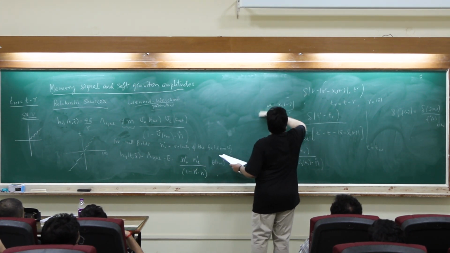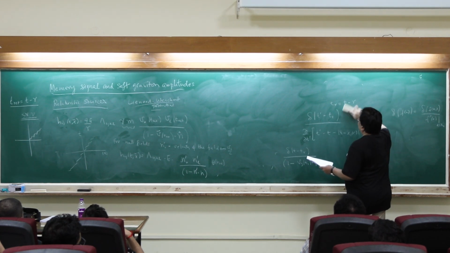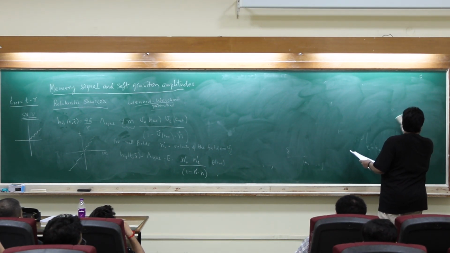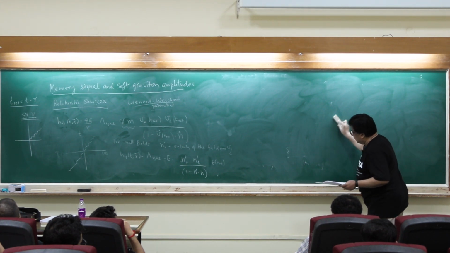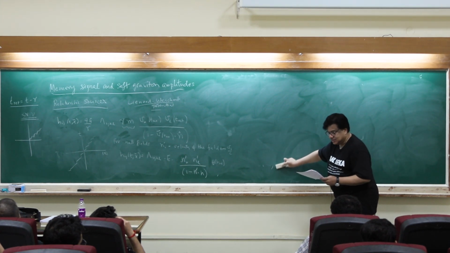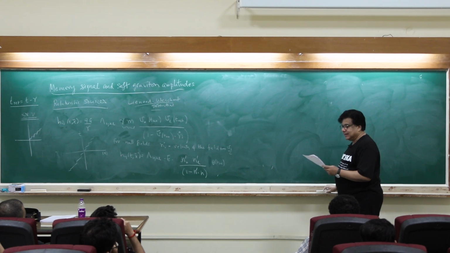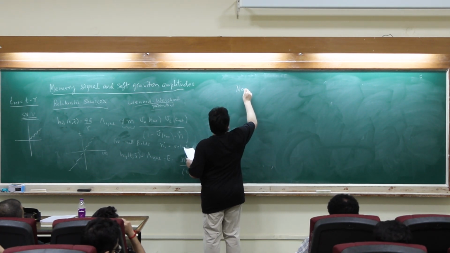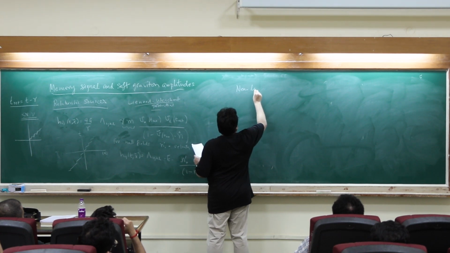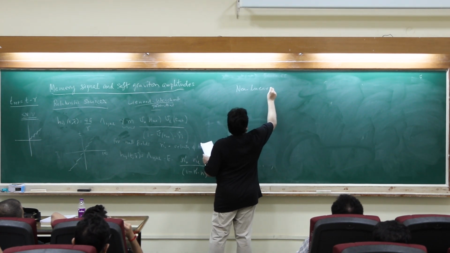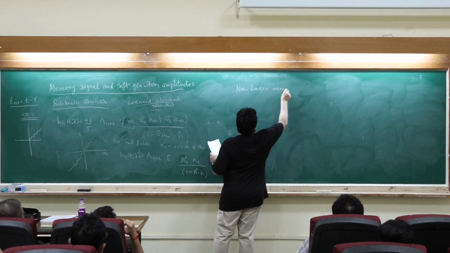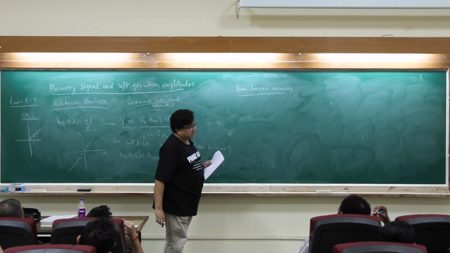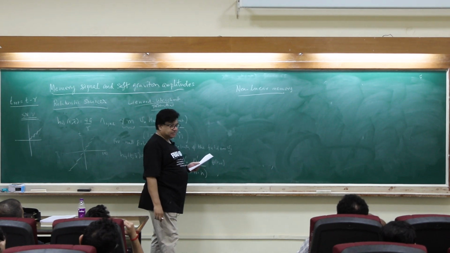something called the nonlinear memory, so I'll just do this very quickly. It's also called Christodoulou memory. And this is important because this is the first memory signal which will probably be observed.